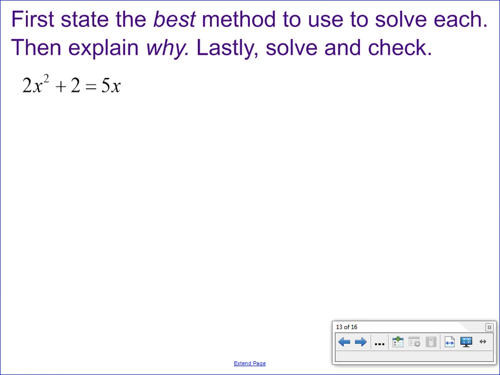All right, and one to go. Can't tell which method's best until I rearrange the standard form. Maybe we'll be able to see. I'm going to go ahead and do 2x squared minus 5x plus 2 equals 0. And while we practiced using the quadratic formula when we had a leading coefficient other than 1 and an odd linear term, I think this will factor, and so I'm going to go ahead and solve by factoring. And if I'm wrong, then we'll go back to the quadratic formula. So I'm going to try and factor first.